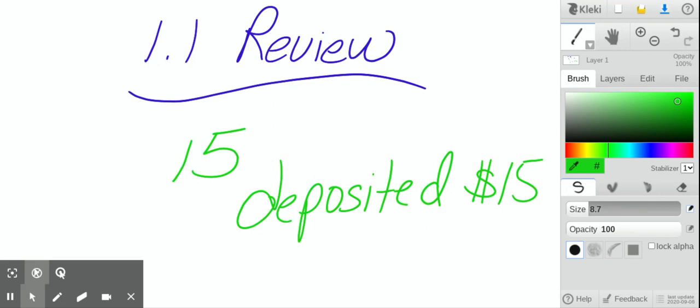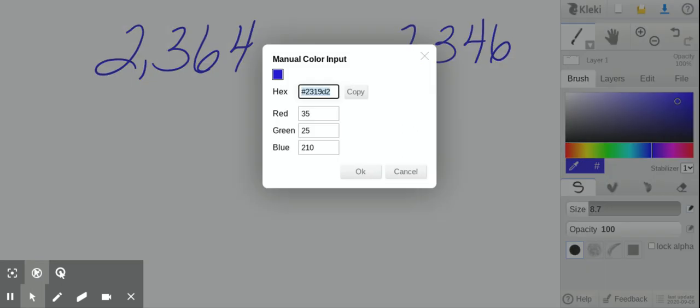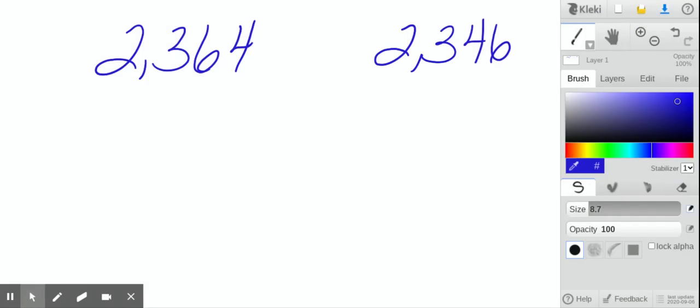So I want to do a quick review on that. Okay, so let's say I was comparing these two numbers, and I wanted to know what symbol goes in the middle, less than, greater than, or equal to. So the number I have on the left here is 2,364, and I'm comparing that to 2,346. All right. So one thing you can do, the easiest thing to do is line them up vertically, one on top of the other.